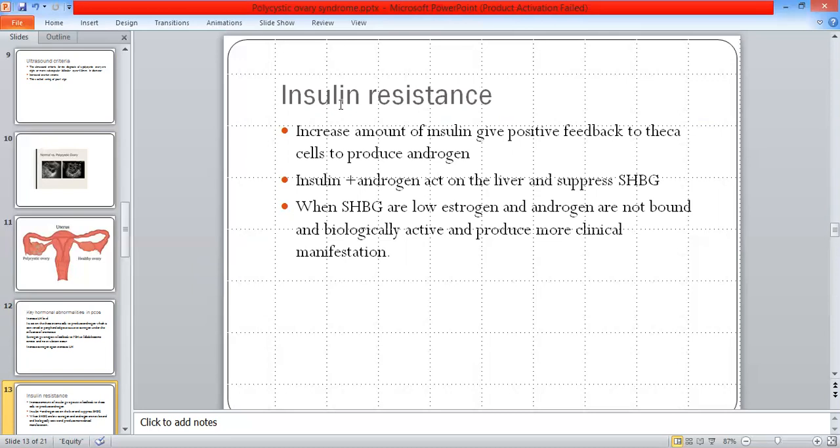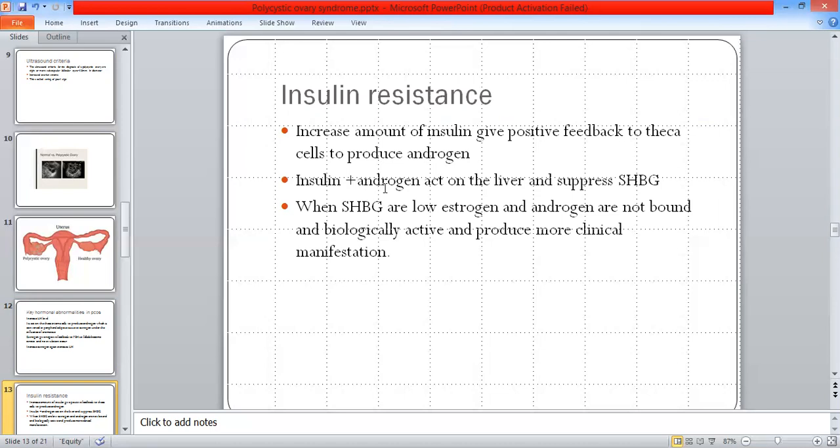It is resistant to insulin. So the increase in the amount of insulin gives, again, a positive feedback to the theca cell, and the theca cell starts producing androgen. This androgen is converted in the peripheral adipose tissue to estrogen, and estrogen increases. When the estrogen increases, it gives a negative feedback to follicle stimulating hormone, and follicle stimulating hormone decreases, and it causes the development of the mature follicle and ovulation to stop.